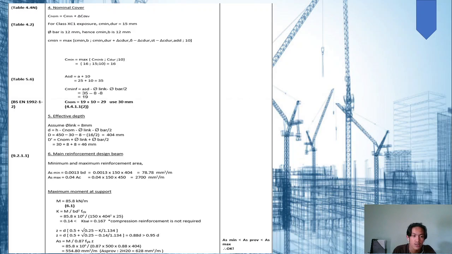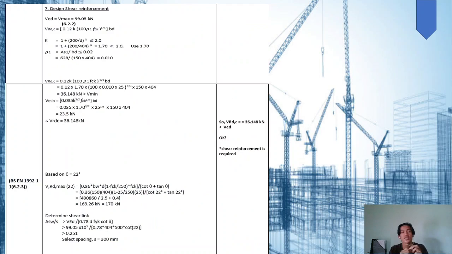Okay, so then we calculate the Z value. We got 0.88 D, so we will use 0.95 D. And also for AS required, we calculate and we got 554.80 millimeter squared per meter. So AS provided is 2H20, 628 millimeter squared per meter. So the AS min is less than AS provided, and AS provided is less than AS max. It is okay.